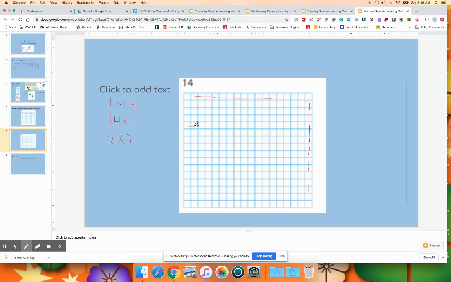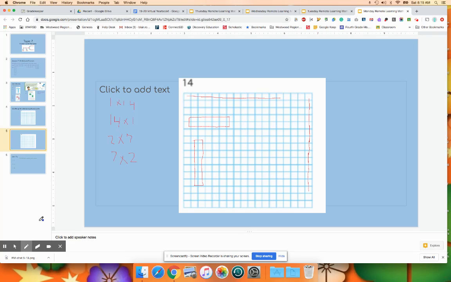So 1, 2, 3, 4, 5, 6, 7. And I'll just close that up. And now if we flip this around, 7 rows, 2 columns. So 1, 2, 3, 4, 5, 6, 7, 2 columns. All right, so those are all the factor pairs and arrays that match them for 14.